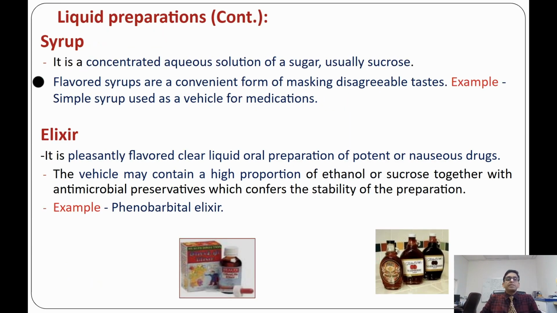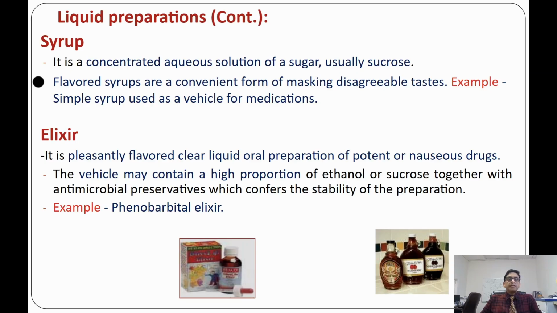Then syrups. Syrups are concentrated aqueous solutions of sugars, usually sucrose or fructose. Flavored syrups are a convenient form of masking disagreeable taste. So highly concentrated syrups are used to mask the bitter or disagreeable taste of the medicaments and the excipients. Example is simple syrup, used as a vehicle for medications.